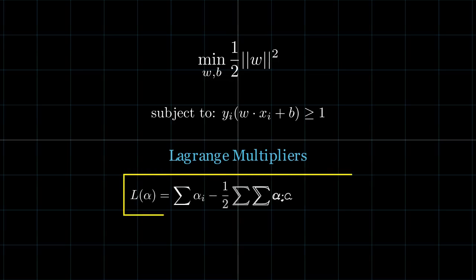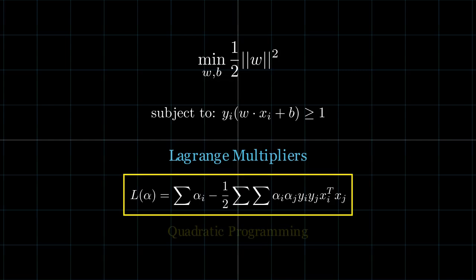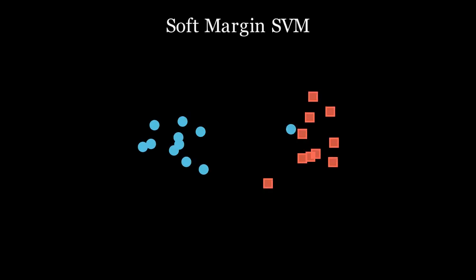Mathematically, we are solving a constrained optimization problem. We want to minimize the norm of the weight vector W, subject to the condition that every point is on the correct side of the margin. This is often solved using Lagrange multipliers, transforming the problem into its dual form. Statistics meet quadratic programming here, ensuring we find a global optimum.